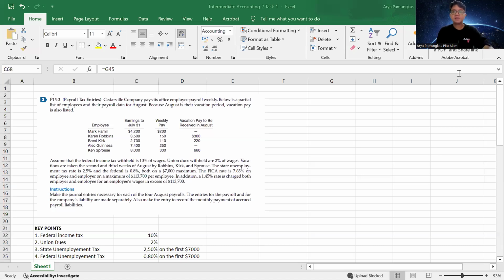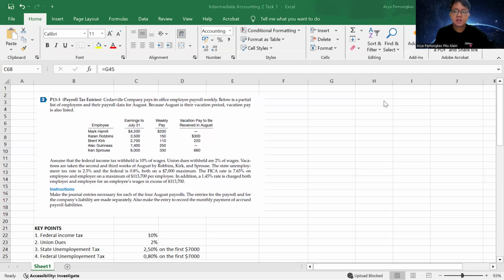Let me introduce myself. My name is Arya Pamungkas Pito Alam with student ID 0103-128-2328-0 and 99. And here I am doing the task given by the lecturer on Intermediate Accounting 2, where I will be explaining how I can solve the question on P13-3.